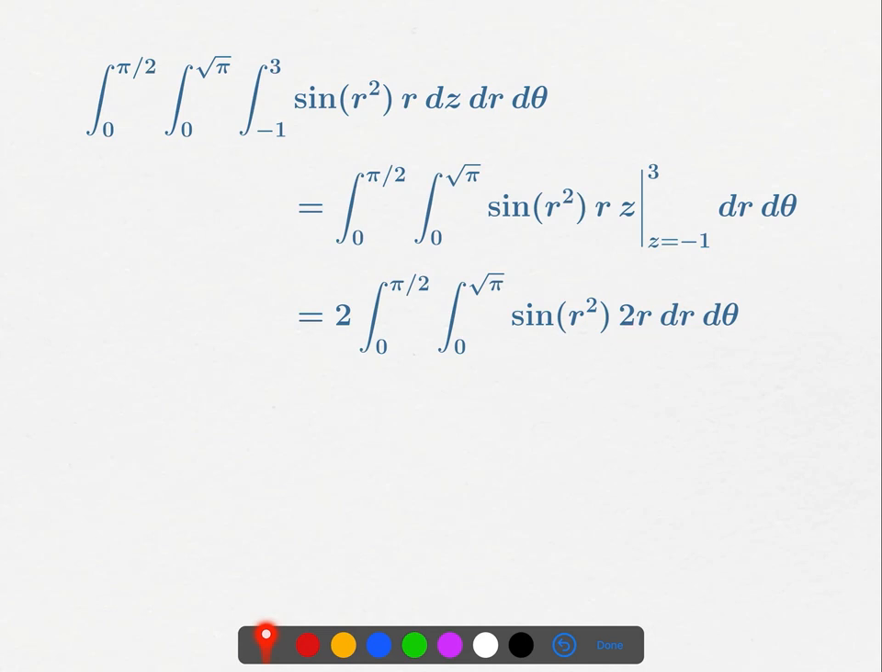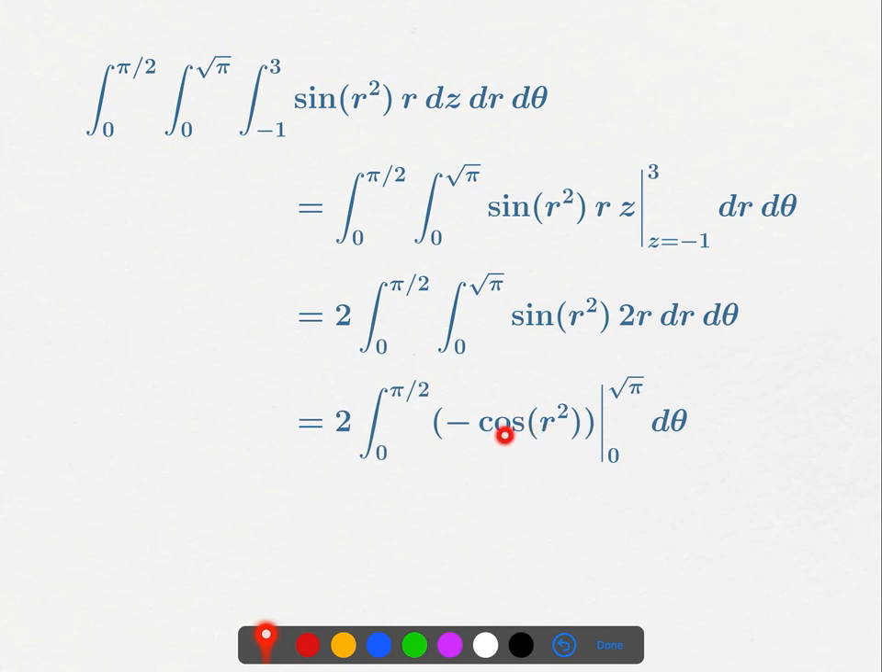And the reason I'm doing that is because if I think of sine u here, this is du. So again, we have sine u du. We know how to integrate that. We're going to get minus the cosine of u. So this will be minus cosine of r squared when I integrate it. So again, we have sine u du here. Minus cosine of u will be the integral of that. So we have minus cosine of r squared, where r is going from 0 to the square root of pi.